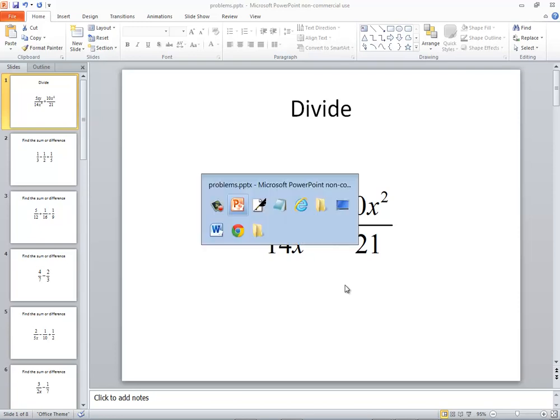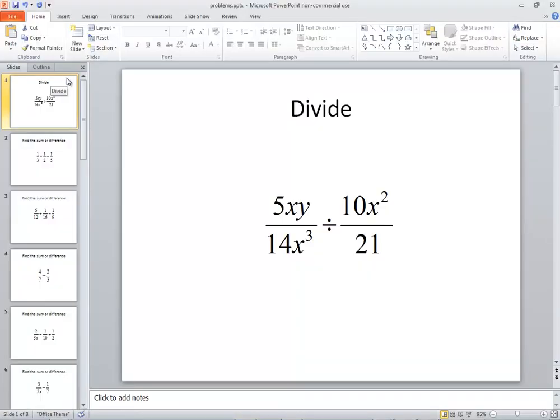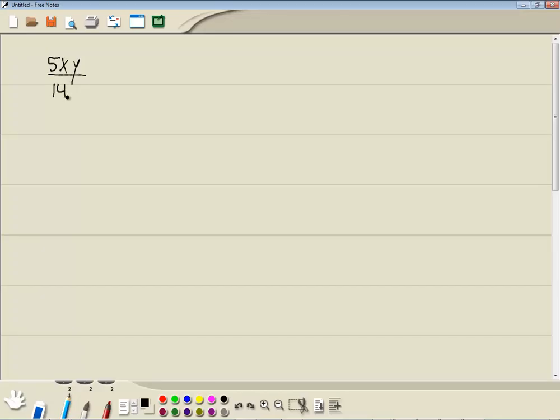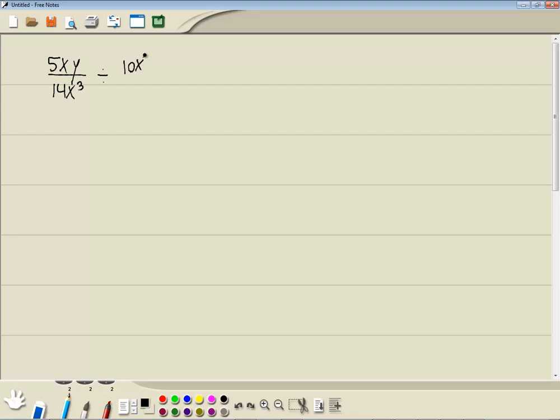Let's take a look at this problem. We got 5xy over 14x to the third divided by 10x squared over 21. Okay, well, first thing, we never actually divide. We're going to rewrite as multiplication. So I'm going to flip the second fraction, take the reciprocal of it. So it becomes 21 over 10x squared.